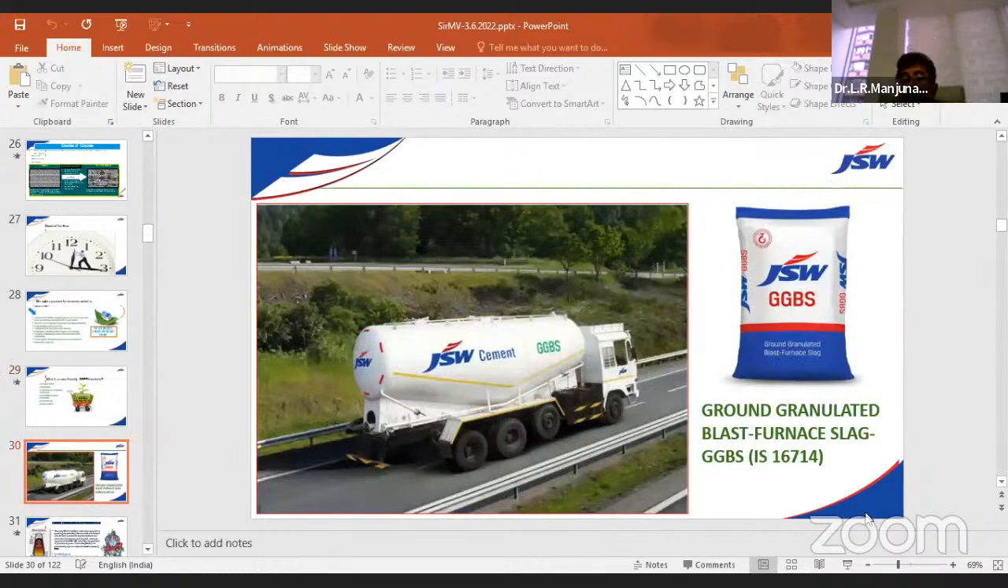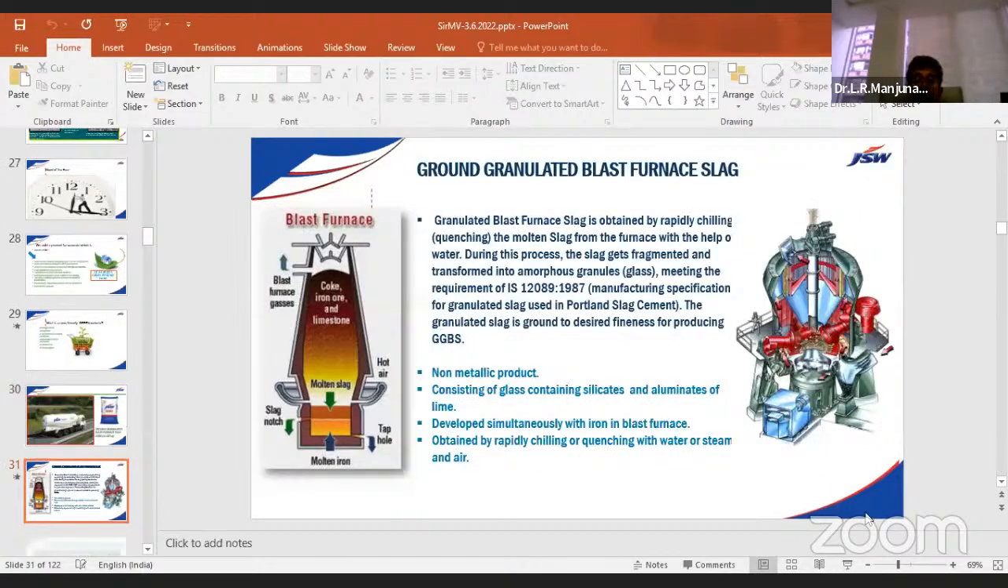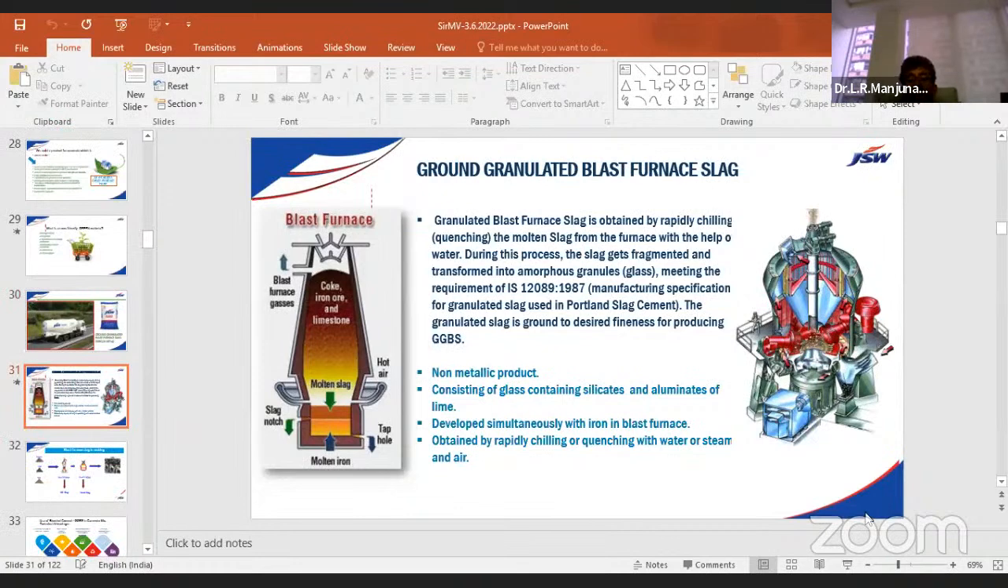GGBS has an IS code, IS 16714:2018. The code has come recently, but the product has been in use throughout the world for more than 100 years. Germany was the first country which started using this product, and many countries use up to 75, 80 or even 90% of this product, replacing pure OPC cement. So the product is generated.